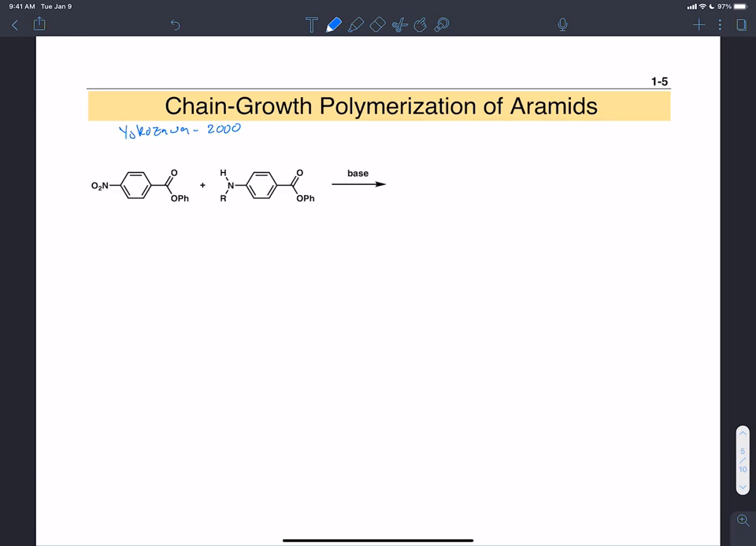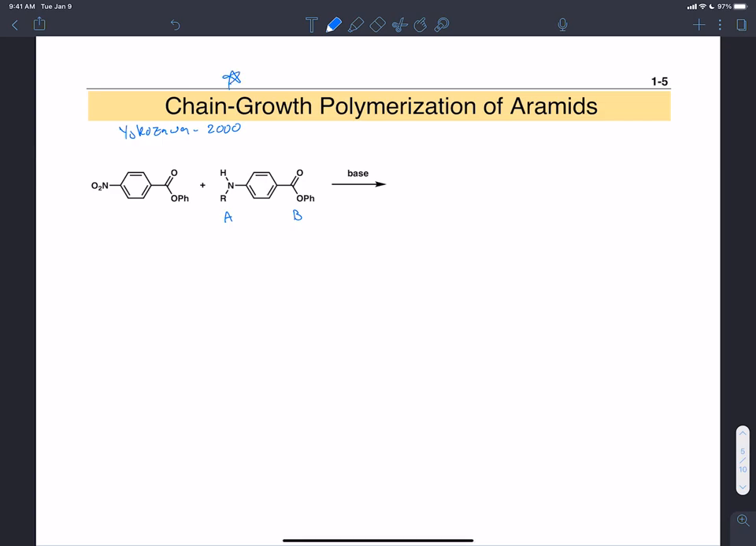And what's kind of curious about this is that they use what is essentially an AB monomer. So we have an amine here that is going to be your A. We have an ester with a phenylate leaving group, which is a good leaving group as far as esters go, that is your B. And everything we've learned to date is that AB monomers should go through step growth condensation chemistry and give you a dispersity of two at high conversions and should not have chain growth behavior.